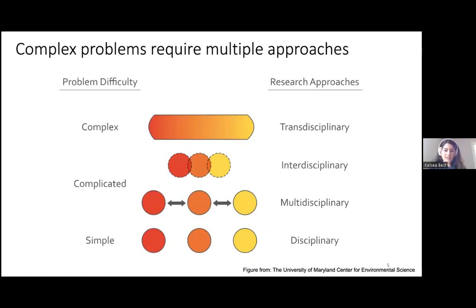So as we all know and has come up multiple times, complex challenges require complex solutions. So when we're thinking about these complex systems, we really need a transdisciplinary approach. And I'll argue that includes multiple methods and transdisciplinary methods applied.